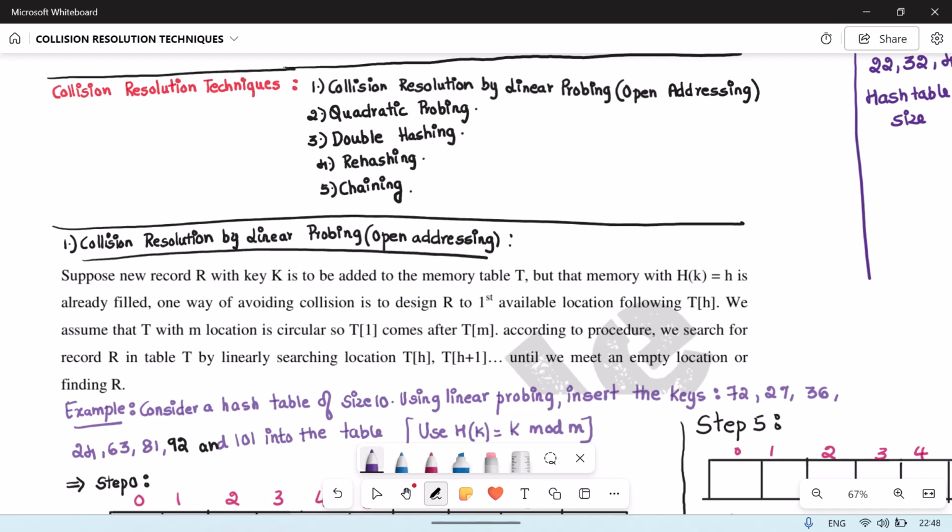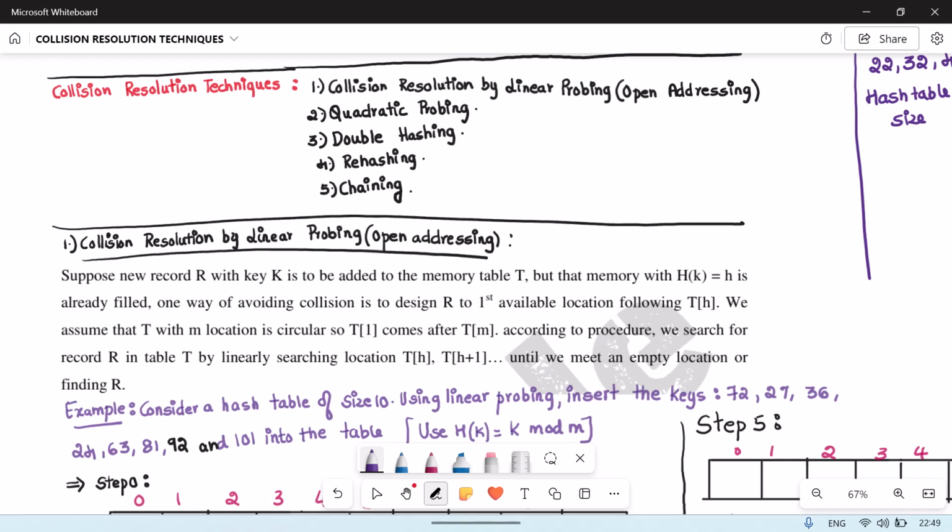Hello students, welcome back to the video on the topic of hashing. The subject is Data Structures and Applications, and the subject code is BCS304. In this video, I'll be talking about collision resolution techniques.